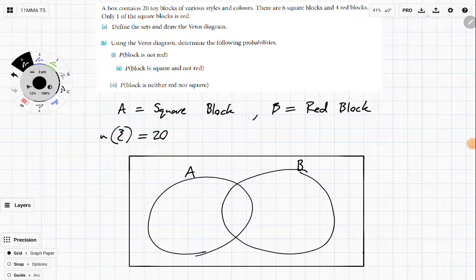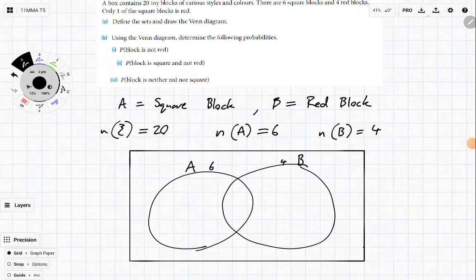Now we know that for the size of A, it says that there are 6 square blocks, so there should be 6 things in total in here. And for B, the red blocks, the size of B should be equal to 4. But there's a problem there. The problem is quite simple. There's another piece of information, which is that the intersection of A and B, the only one of the square blocks is red. So only one thing lives in the intersection.